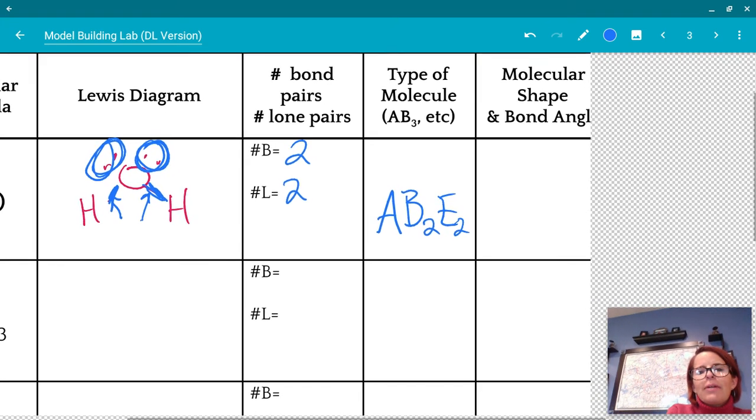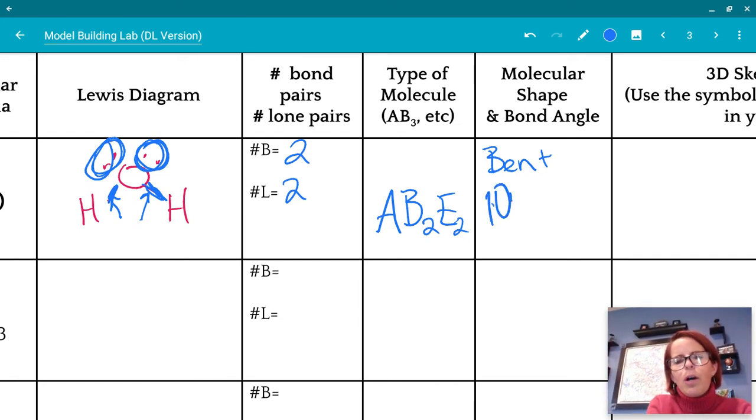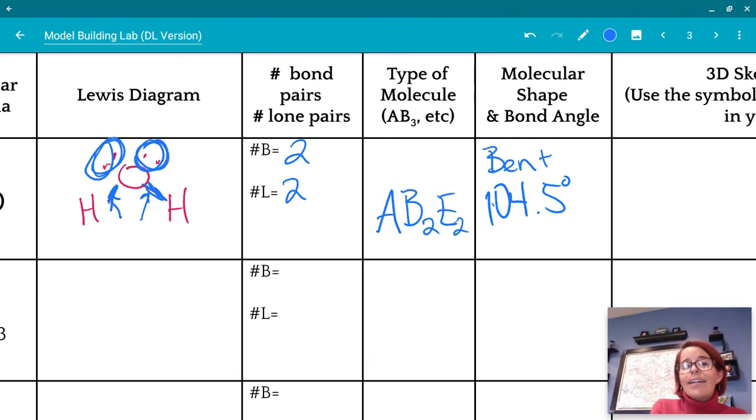The last thing that we need to do is molecular shape and bond angle. That comes from the notes that we took today. We learned that that shape, where water was the example, is called bent. And then the bond angle, I'm trying to remember it off the top of my head. I should have had it pulled up. I think it was 104.5, but it's in your notes. You should look at it and confirm my memory. I think it's 104.5, but don't quote me on that.